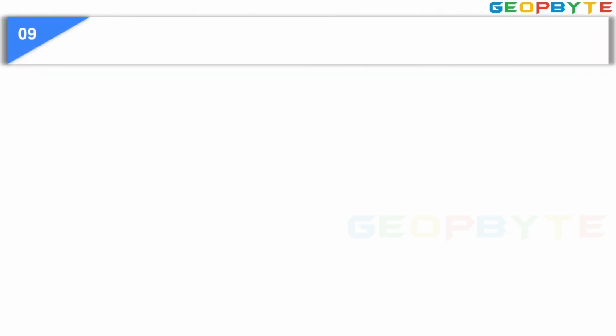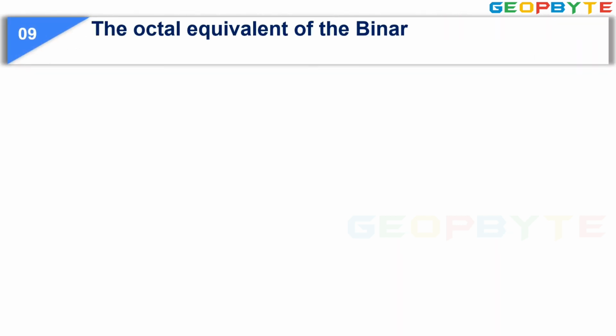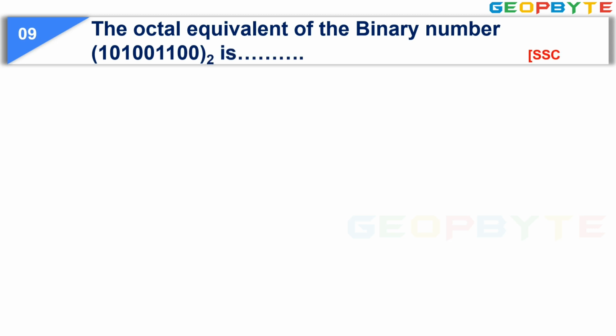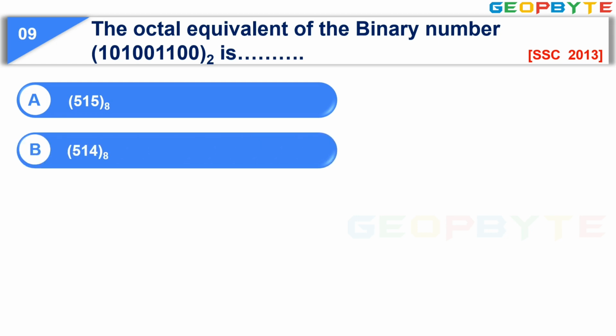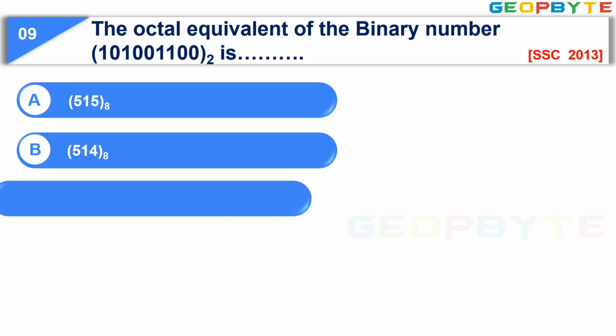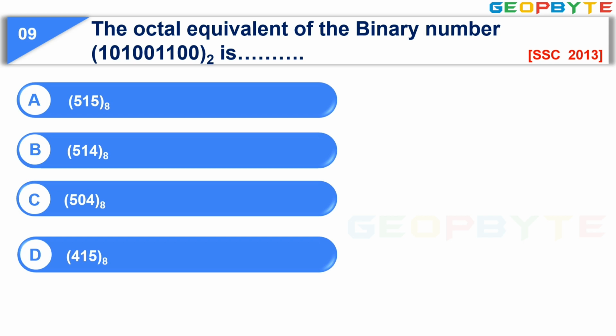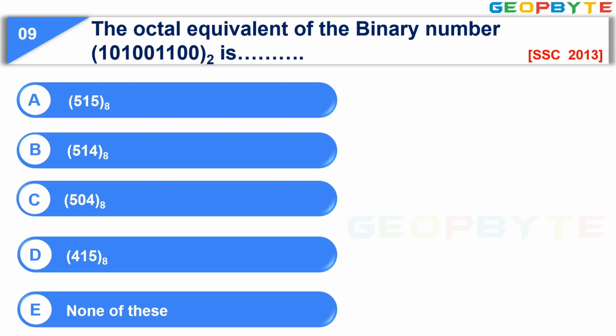Next, moving to question number 9. The octal equivalent of binary number 1010011100 base 2 is option A, 515 base 8. Option B, 514 base 8. Option C, 504 base 8. Option D, 415 base 8. Option E, none of these.